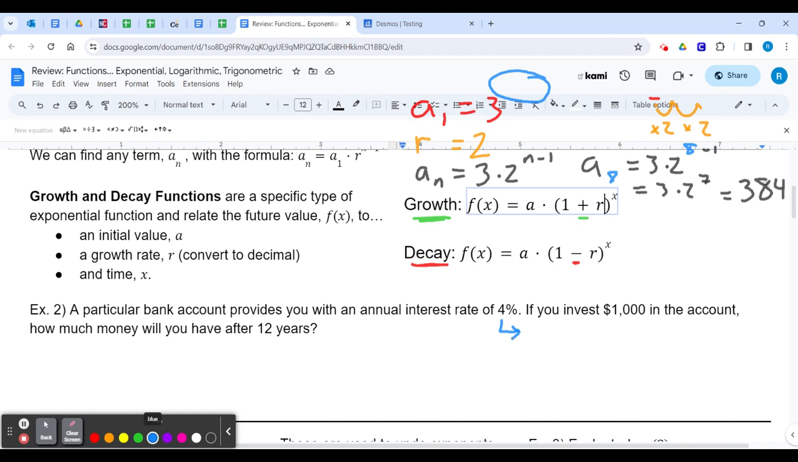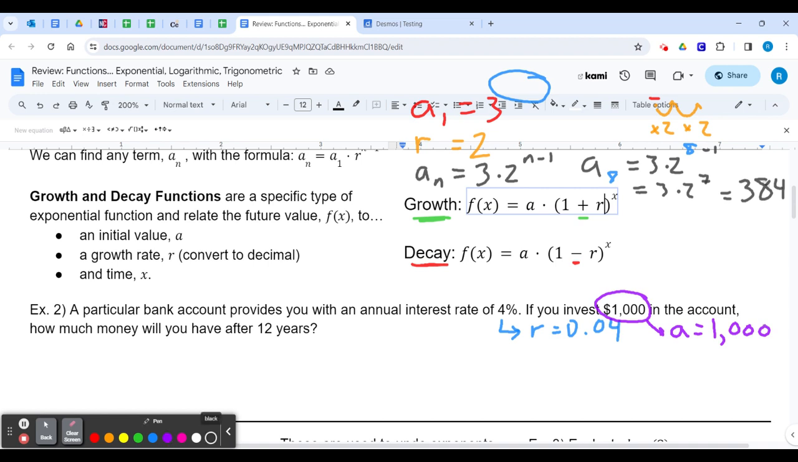Since we have 4% as a percentage, we need to convert that to a decimal, so we'll divide by 100. The rate will be 0.04. Okay, then we are looking for the initial value as well, right? So if we invest $1,000 into our account, then that initial value there, that A, is going to be 1,000.